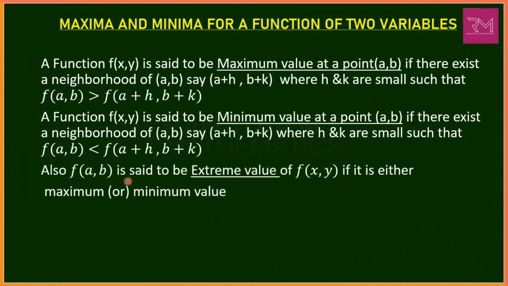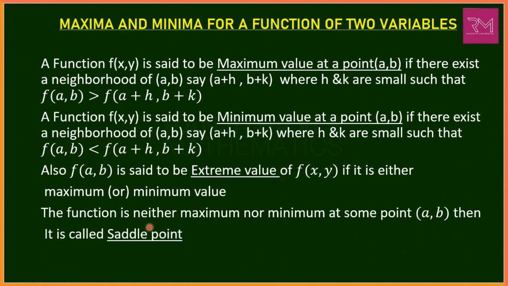Similarly, f(a, b) is said to be an extreme value for the function f(x, y) if it is either a maximum or a minimum value. That means f(x, y) has an extreme value if we obtain either a minimum value or a maximum value. If we get a minimum value or maximum value, then we can conclude that the function f(x, y) has its extreme value.